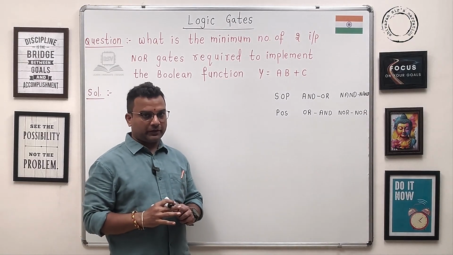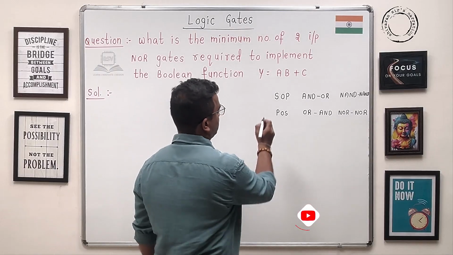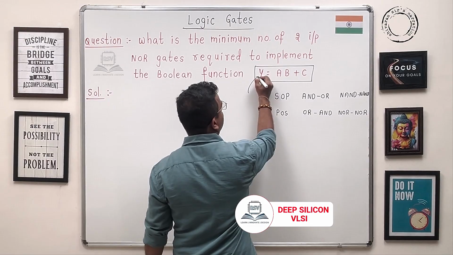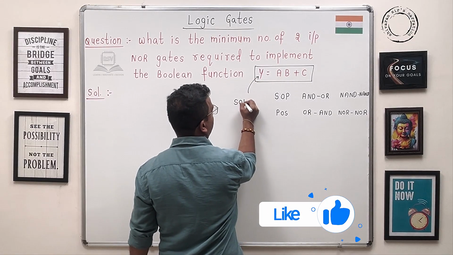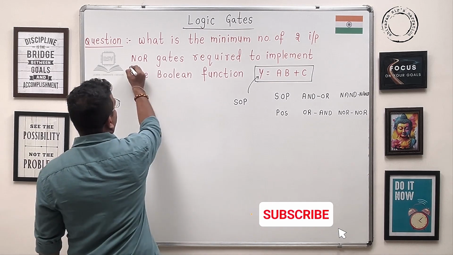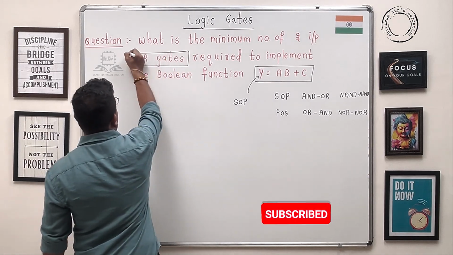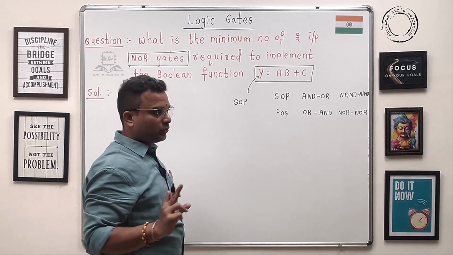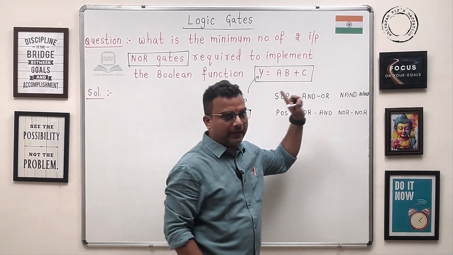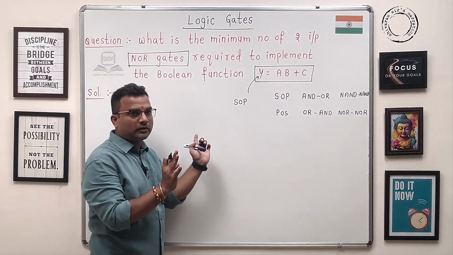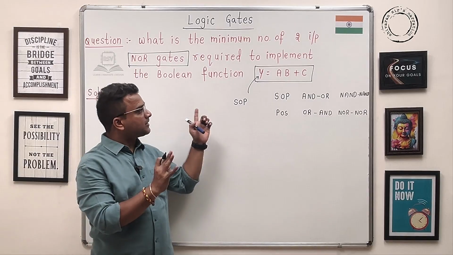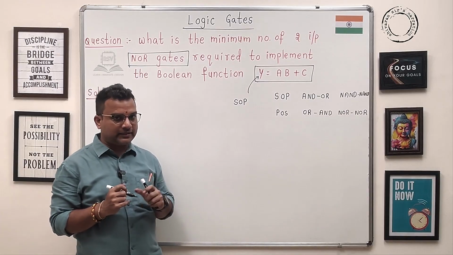Now coming to the point. Here, the given expression is AB plus C, which is in the SOP form. But the twist in this question is that they are asking in terms of NOR gates. Usually, if it is SOP, you can represent it in terms of NAND. But here you need to consider NOR gates. That's it. Okay, let's consider the question AB plus C.